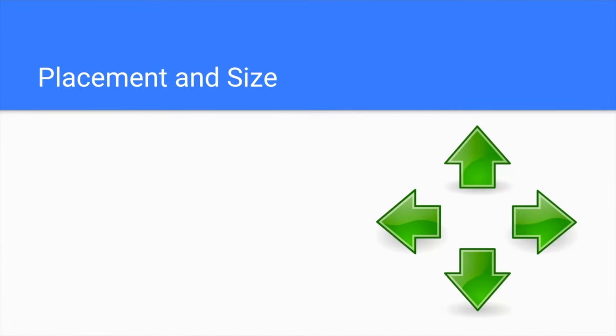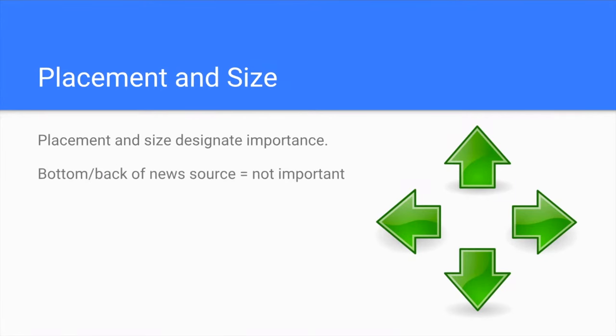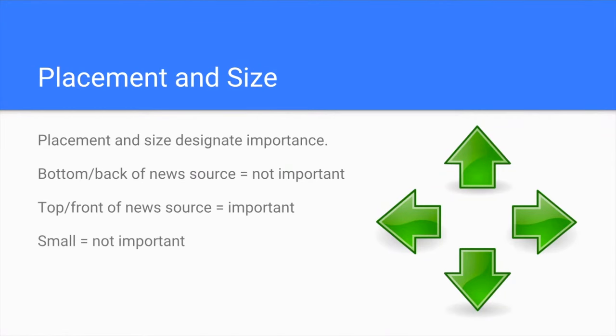Third, placement and size. When looking at a news source, it's important to know the placement and size of pieces of information because it shows what the news source thinks is important. If something is at the very bottom or back, it's saying this information is not important. At the front or the top, the news source is showing their opinion of what's important. If it's small, same, not important. And if it's large, it's showing it's important. So by identifying what the news source thinks is important, we can identify their opinion of certain topics.